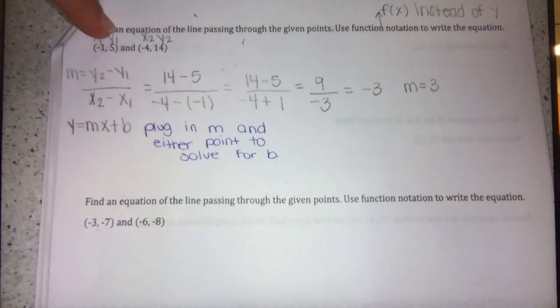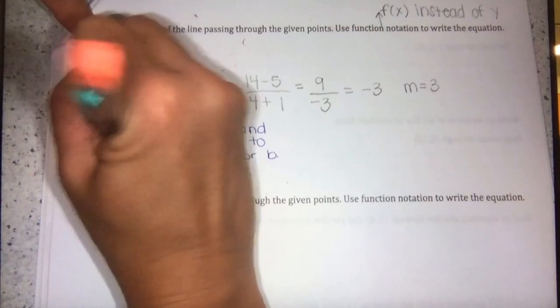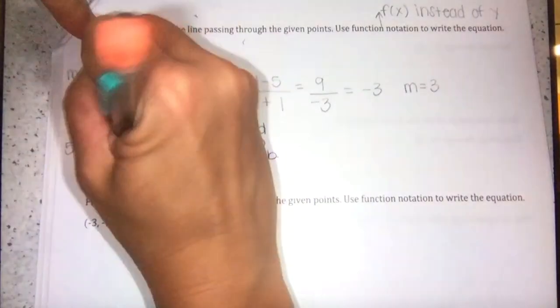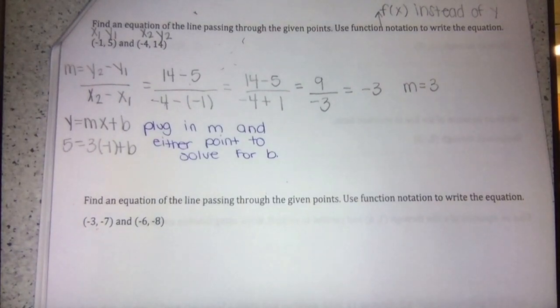I'm going to use the first point because -1, 5 looks just a little bit easier. I kind of like this one better. Totally up to you. So our y value is 5. Our m value is 3. Our x value is -1. And we don't know b, so we're going to leave it as plus b. But now I can use this to solve for b.